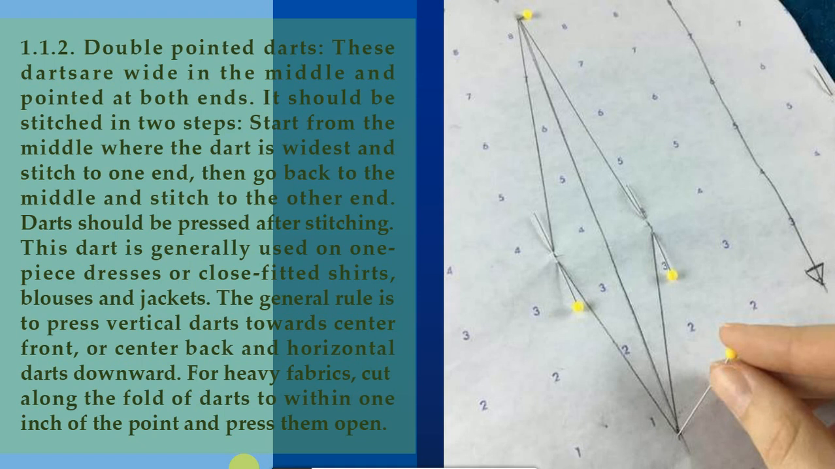This dart is generally used on one-piece dresses or close-fitted shirts, blouses and jackets. The general rule is to press vertical darts towards center front, or center back, and horizontal darts downward. For heavy fabrics, cut along the fold of darts to within 1 inch of the point and press them open.